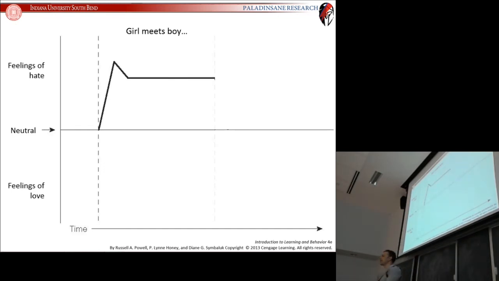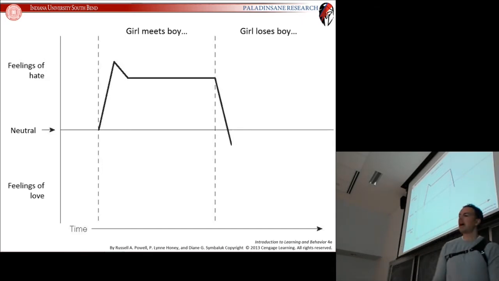So the entire time that he's there, the entire time they're interacting with each other, we have this feeling of hate until girl loses boy, and then all of a sudden that stimulus is gone, feelings of hate decrease, and she has maybe some feelings of liking. So girl loses boy for the first time, and right here is where she's thinking to herself, you know what? Maybe he wasn't so bad. And then she gets back to the point where she's like, I don't care either way.